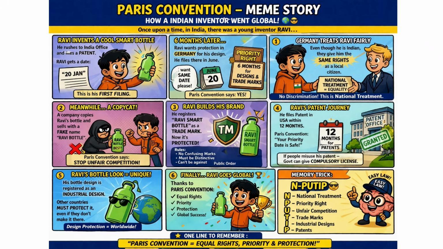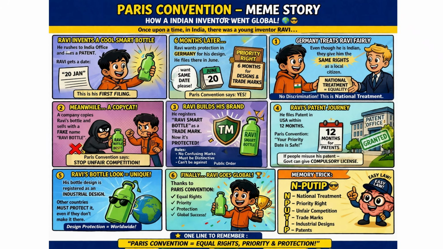But suddenly, a copycat company tries to sell a fake Ravi's bottle. Paris Convention protects Ravi by stopping unfair competition. Next, Ravi registers his brand name Ravi Smart Bottle as a trademark, so no one can copy his brand. His bottle's unique shape is also protected as an industrial design. So even the look is safe worldwide.